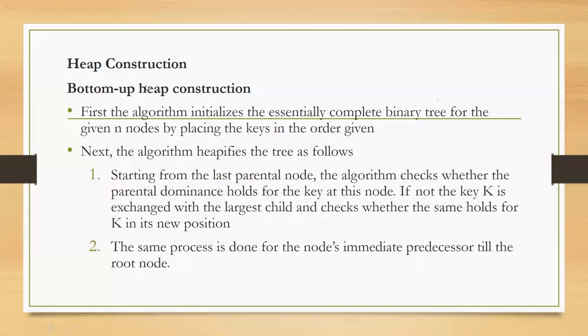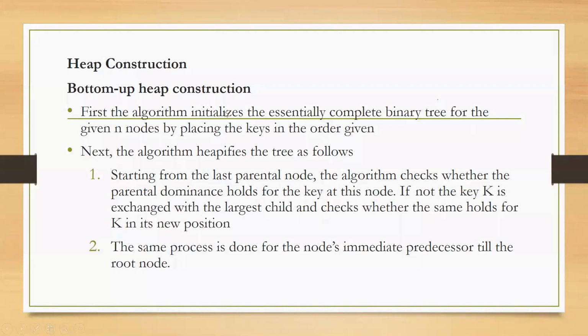So there are two methods for heap construction. The first method is called bottom up heap construction. So there are two methods: one is bottom up, the other one is top down. First, let us see bottom up heap construction, and we shall see one example of how the heap is constructed.